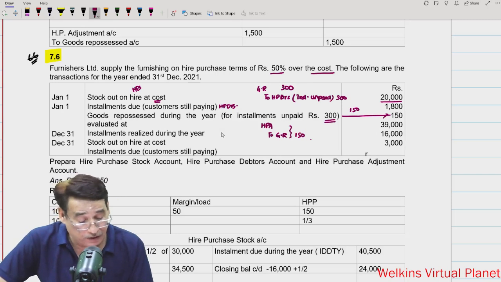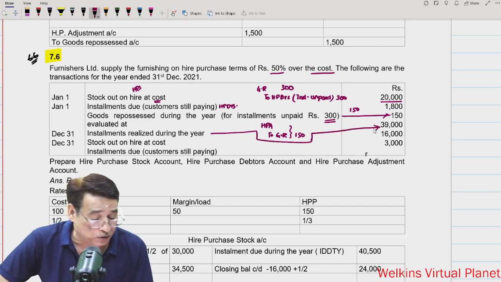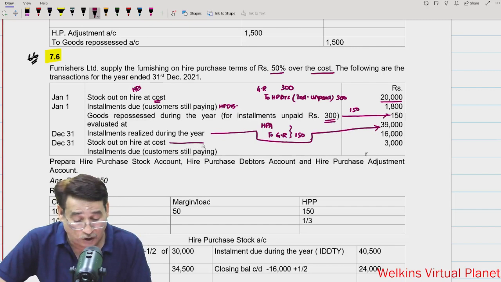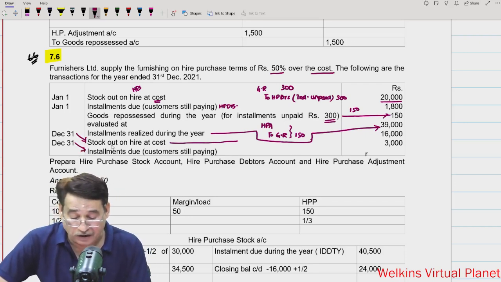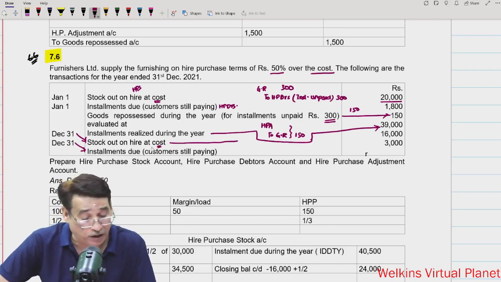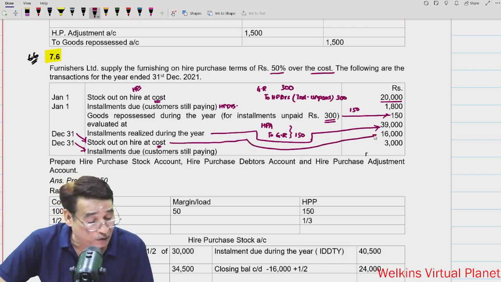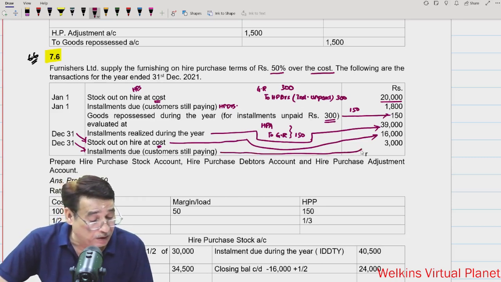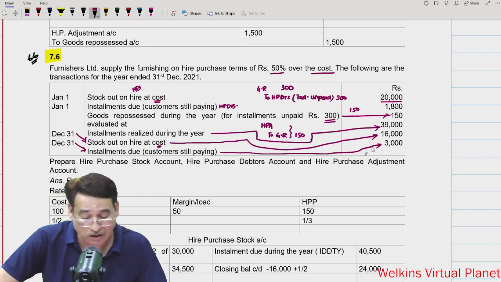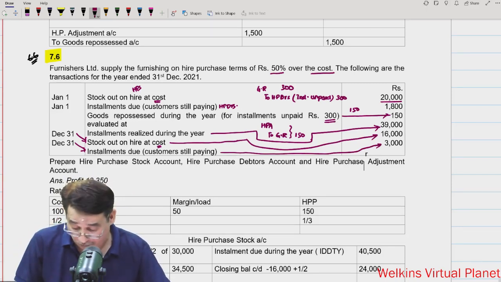Correct? Then further it is given, installment realized during the year 39,000. So this is the total cash we have received. Then stock out on hire, now on 31st of December it is given. Actually both these pieces of information are given in this manner. Correct? On 31st December, stock out on hire at cost. So this is the closing balance of hire purchase stock account, no doubt about that. Once again, this balance is given at cost price. You need to actually pay attention. And the amount is actually 16,000. And installment due, customer is still paying. So these are related to hire purchase debtors. So this is the information of this particular question. And now I will solve it for you.